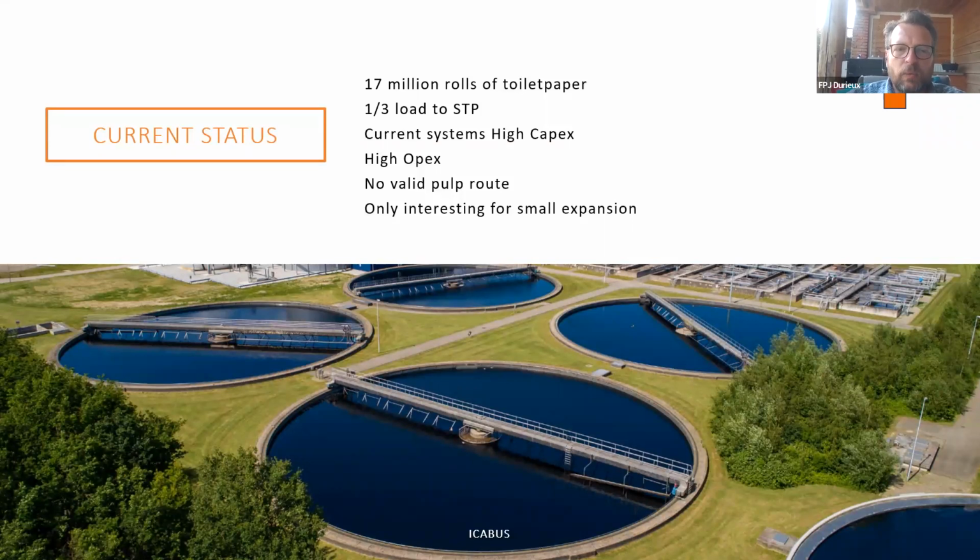People in the Netherlands use about one roll of toilet paper per week. This means that every week, 17 million rolls of toilet paper are being flushed in the toilets. This results in about one third of a load to the sewage treatment plant.